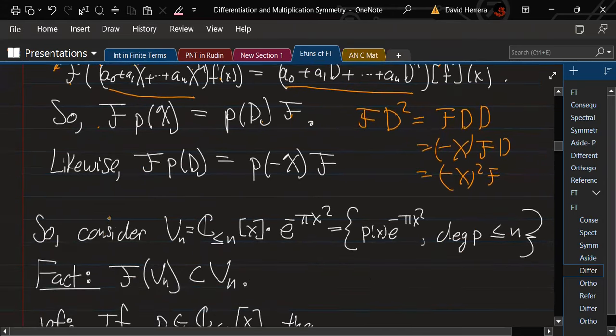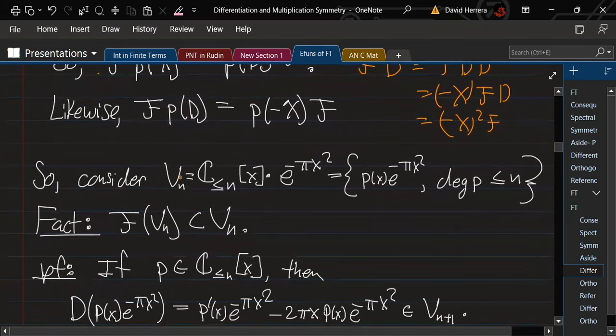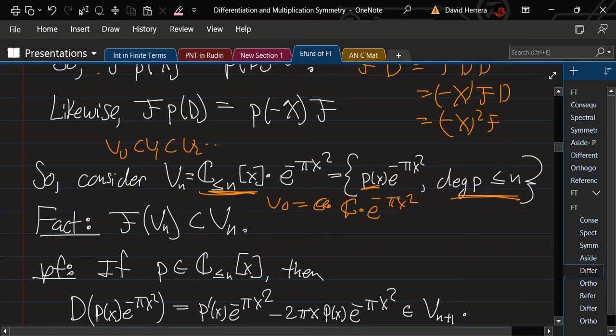So let's talk about this space here, V n. We're going to call it V n. This is going to be all the polynomials of degree at most n, multiplied by our standard Gaussian, e to the minus pi x squared. Now these are subspaces. So V0 is sitting in V1, is sitting in V2, et cetera. We know that V0 is just all the constant multiples. Sometimes they'll write it as the complex numbers times the Gaussian. And we know the Gaussian is an eigenfunction of the Fourier transform.